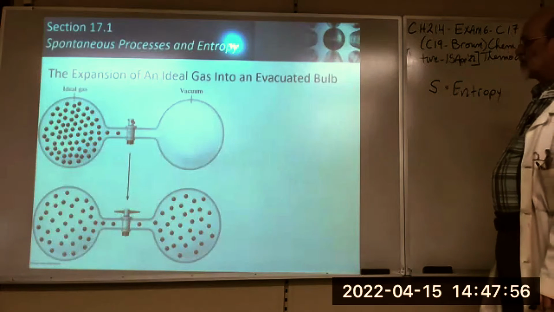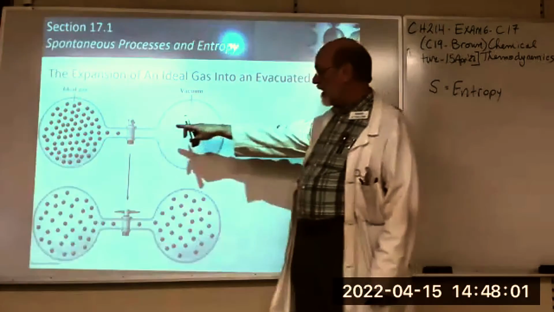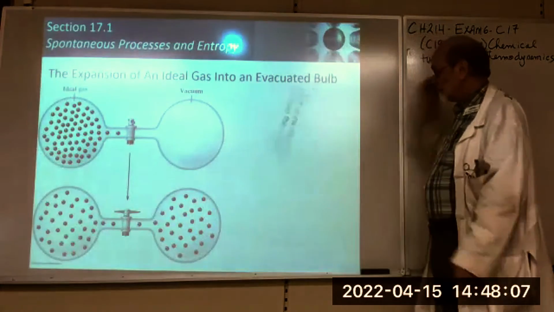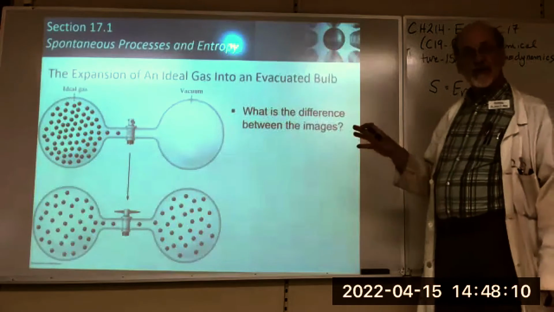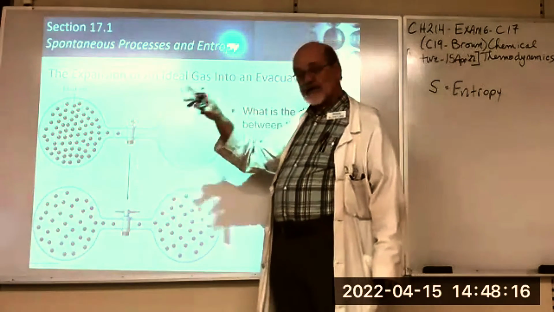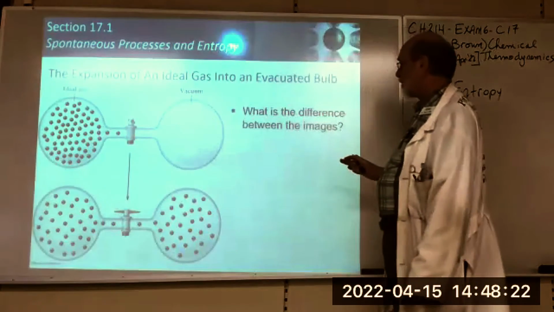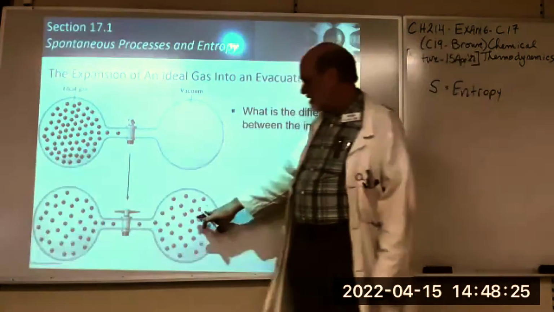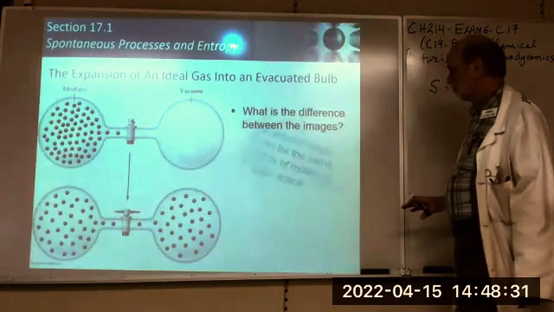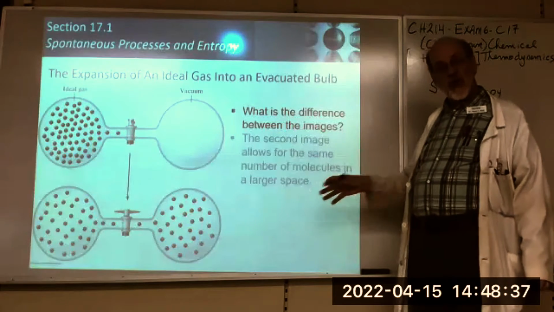Okay. So this is a representation of a gas expanding into a vacuum. We have a closed valve, an evacuated cylinder, and then when we open it up, the point of this slide is to illustrate the differences between the two. Notice that there's the same number of molecules on this side as there are in this one. The difference between the two is that these molecules are occupying a larger volume. We're putting molecules into a larger space.